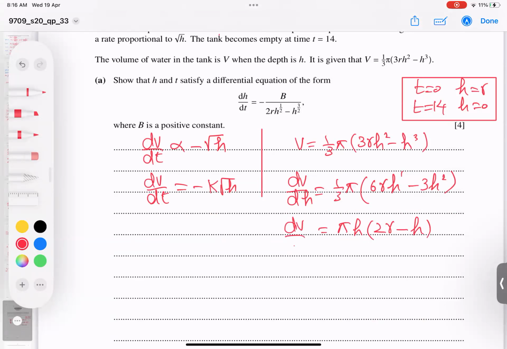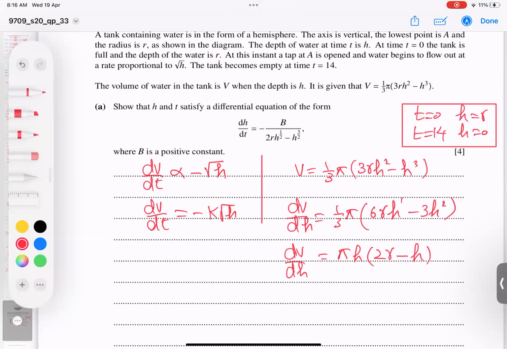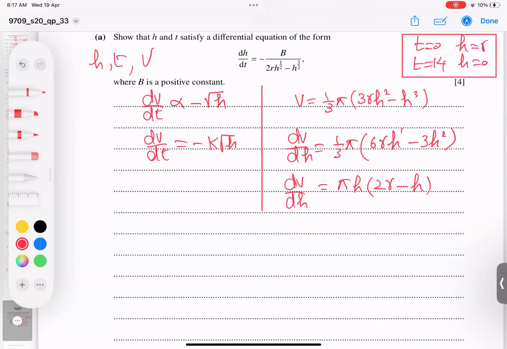dV by dh. And we have to show this connection. Look at here. In this, we have height by time, but here volume by time, here volume by height. I'm writing variables: height, time and volume. So 3 variables. Whenever you use more than 2 variables in the question, we always use a special formula. It's called chain rule.